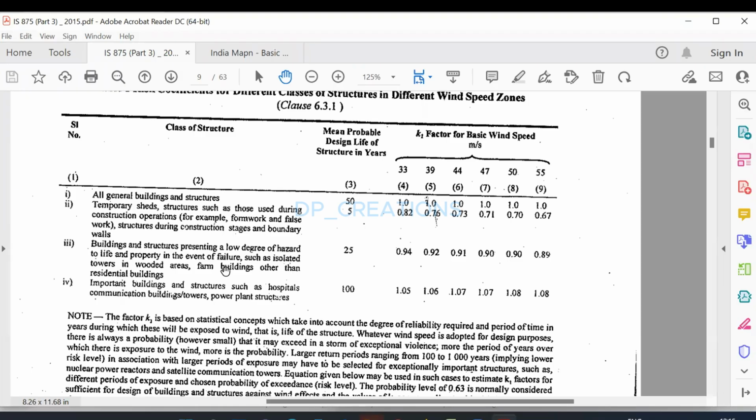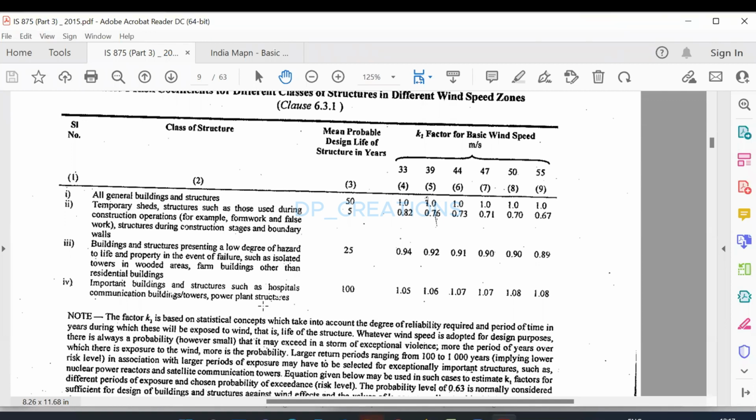Okay. Buildings and structures representing a low degree of hazard to life and property in the event of failure, such as isolated towers in urban areas, farm buildings other than residential buildings. In that case, you can take a 25 years return period and you can take this value. Here also the values are less than 1. Okay. But important structures and buildings such as hospitals, communication buildings, power plant structures, the most important things, even for bridges also, you have to take these 3, all values are more than 1.